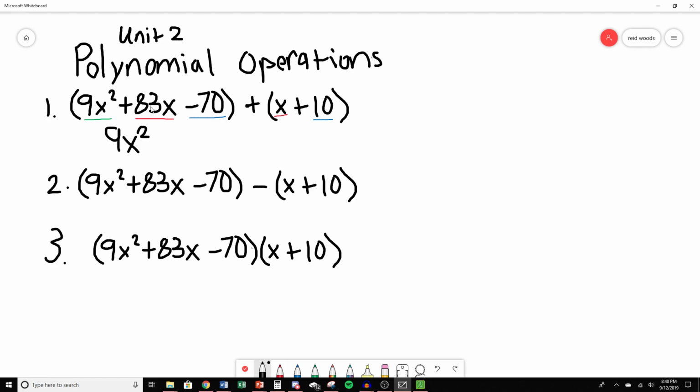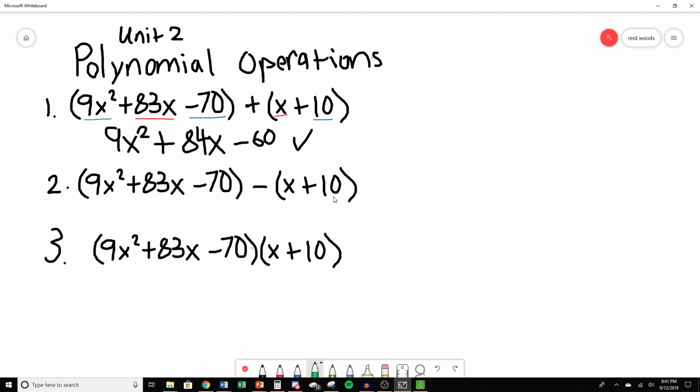Then I'm going to go to my next highest power. Let's go to the 83x. I'm adding it to x. Well, 83x plus x is 84x. There we go. Next, we have our last one, negative 70 plus positive 10. So negative 70 plus positive 10, well, that's negative 60. We're done. Did you get that one right? Awesome. Proud of you. Let's move on to the next one.